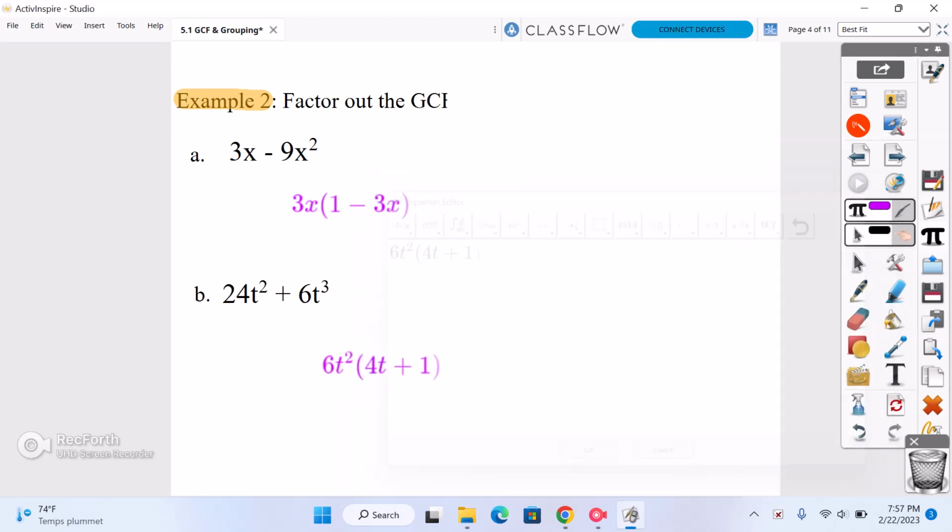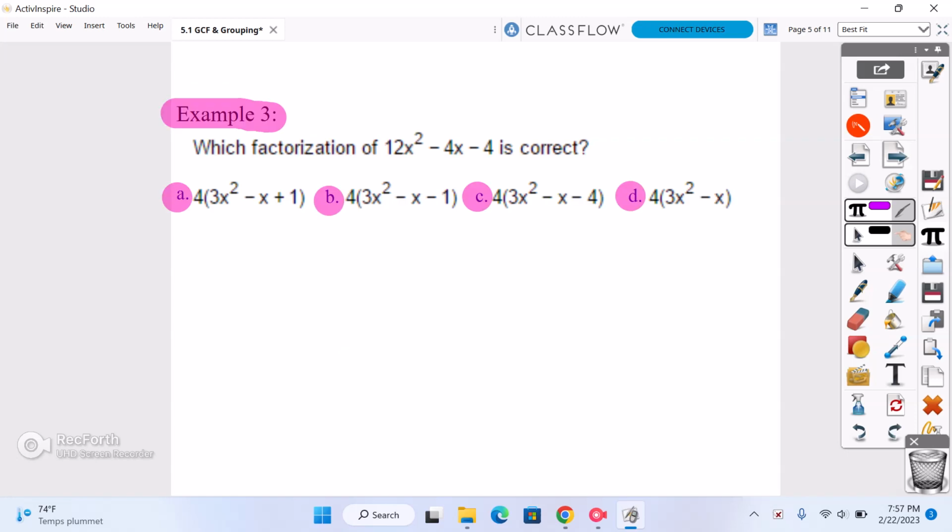Okay, and you can see on the screen here, your greatest common factor from example A was 3x, and when you divide out a 3x, you get 3x parentheses 1 minus 3x. Example B, our greatest common factor was 6t squared, and so when we divide that out, we get 6t squared parentheses 4t plus 1. So that's greatest common factor.